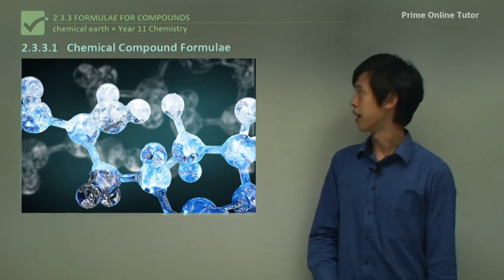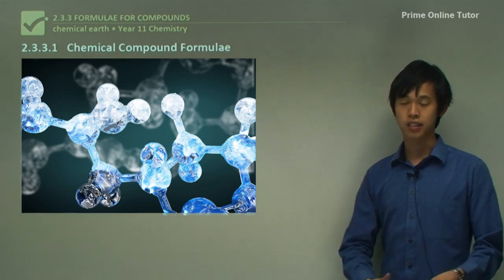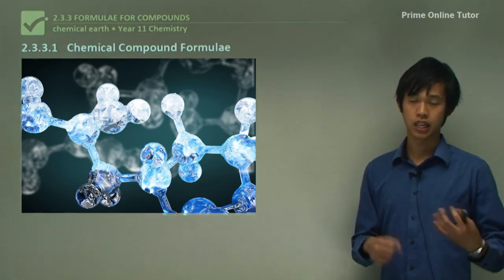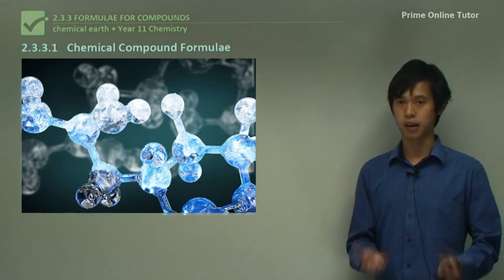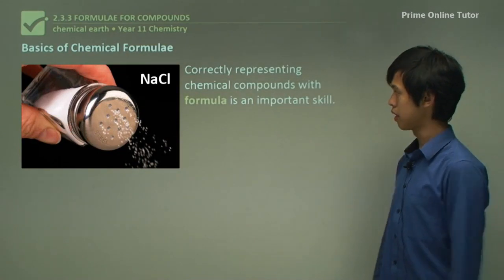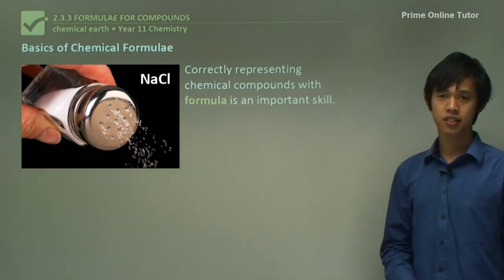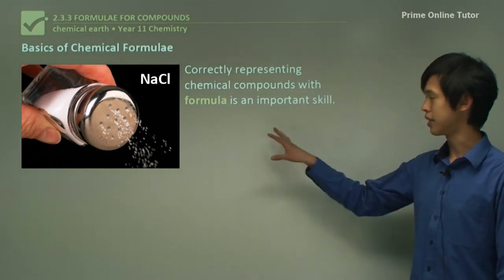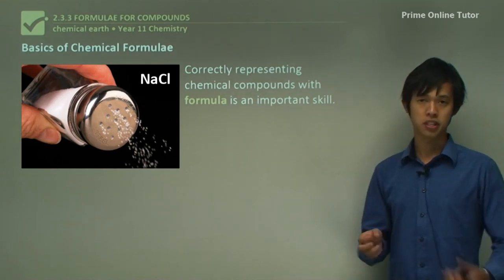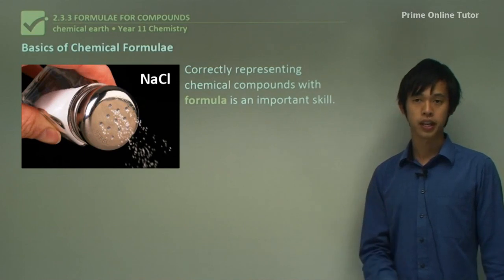So, chemical compound formulae. We're going to look at how we actually write chemical formulae and how we represent chemicals using their chemical symbols and numbers. Correctly representing these chemical compounds with a formula is an important skill. Using a formula to represent a chemical is a skill that all chemists need to know, otherwise you won't be able to communicate with other chemists.